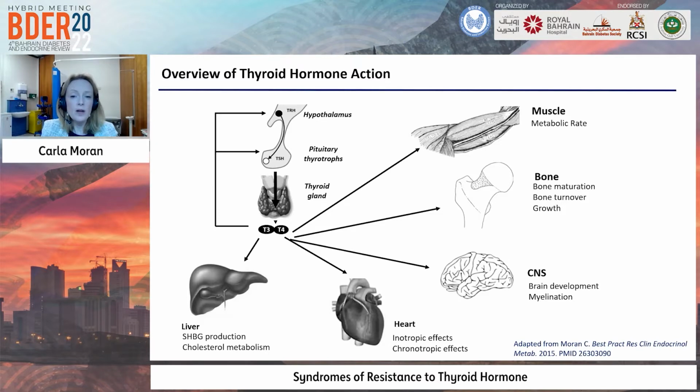Almost every cell in the body expresses the thyroid hormone receptor and has the ability to respond to thyroid hormone. But when we think about the organs that are particularly relevant for this talk, I'd like to mention the muscle, because thyroid hormone affects the metabolic rate. The bone, where thyroid hormone is important for bone maturation, bone turnover and growth. The central nervous system, where thyroid hormone has an important role in brain development and myelination. And the heart, where it exerts inotropic and chronotropic effects. And the liver, where it affects the production of SHBG and also has a major role in the metabolism of cholesterol.